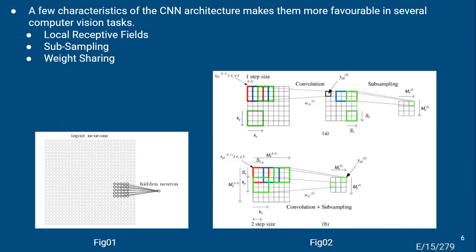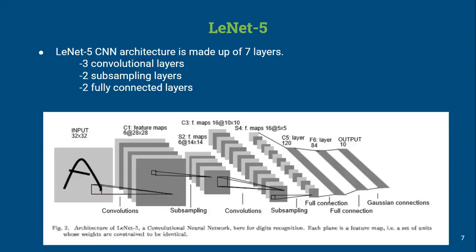Convolutional networks combine three architectural ideas to ensure some degree of shift, scale, and distortion invariance. They are local receptive field, subsampling, and weight sharing. Figure 1 is an example for receptive field, and figure 2 is an example for subsampling. Okay, so next we move to the LeNet5 architecture. The LeNet5 CNN architecture is made up of 7 layers. The layer composition consists of 3 convolutional layers, 2 subsampling layers, and 2 fully connected layers. The following figure shows you the architecture of LeNet5.